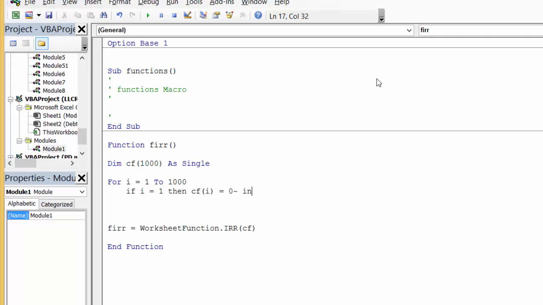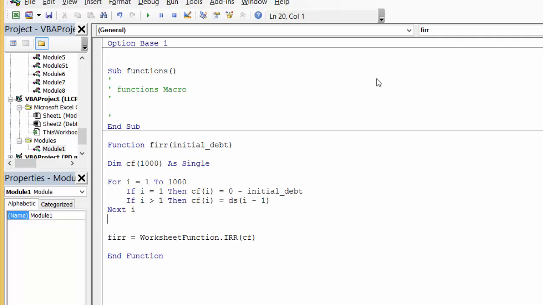0 minus initial debt. Okay, so we have that one first. And then if I is greater than 1, then cash flow I equals debt service I minus 1, and I plus 1. Just a minute. I think it's I. I don't know. Sorry about that.